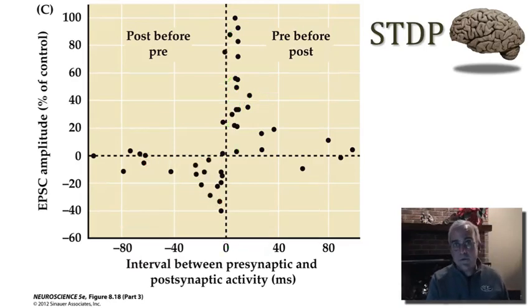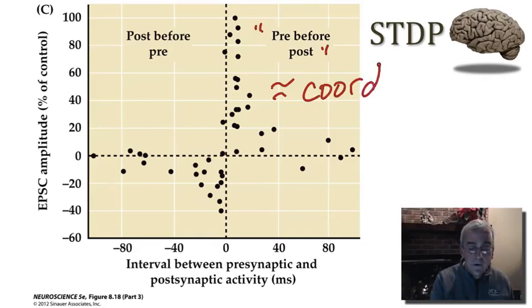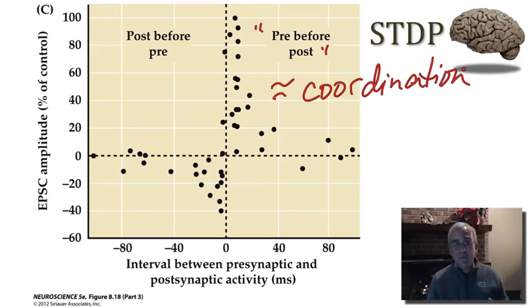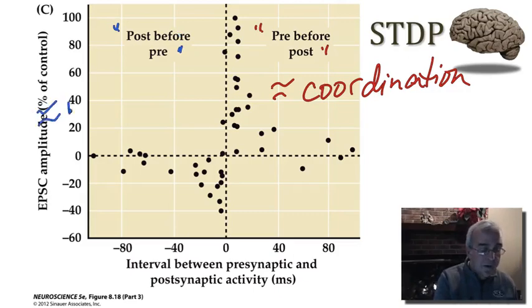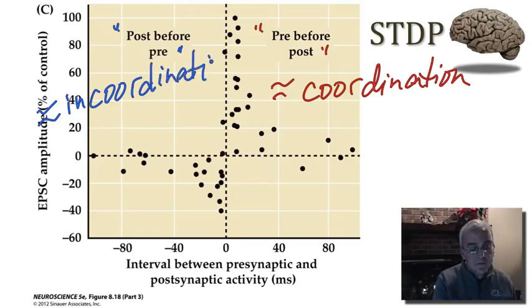So now, to put these data in the context of Hebbian plasticity, or Hebb's postulate, we might say that pre, before, post is equivalent to the kind of coordination of firing across a synaptic connection that would be consistent with the strengthening of that synaptic connection. Whereas the post, before, pre regime might be a picture of what incoordination of activity might mean, at least for the synaptic connection under study.